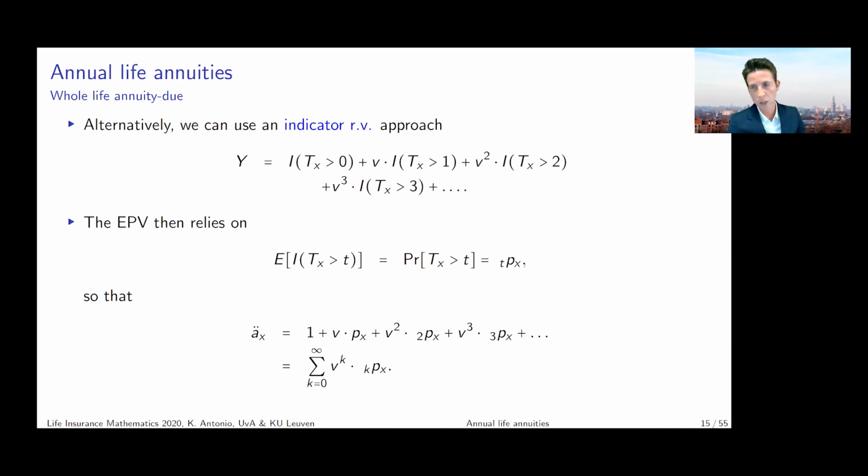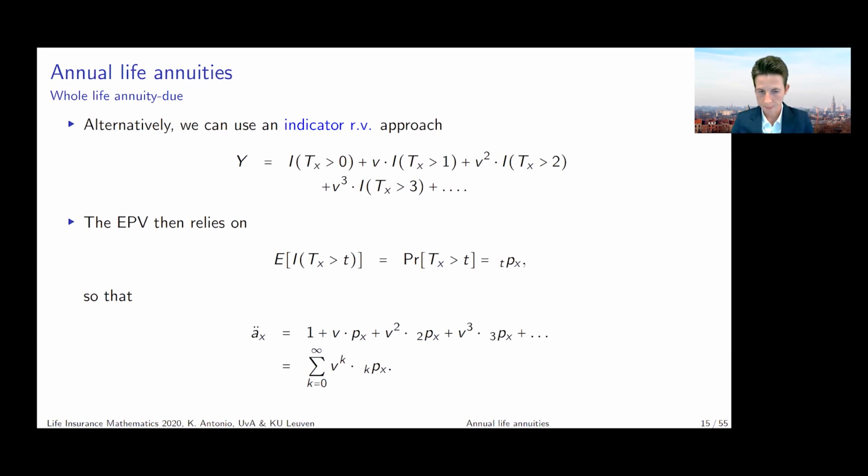should keep in mind because it's the one which does not rely on the geometric series, on the fixed interest rate. So this is the one that you should keep in mind for the whole life annuity due. You take the sum over k, v to the power k, multiplied with kPx.